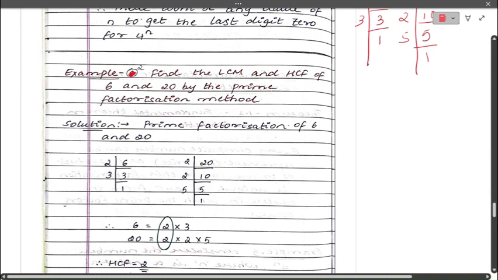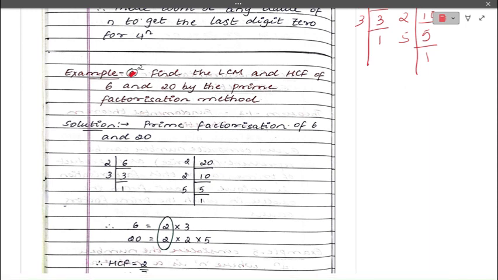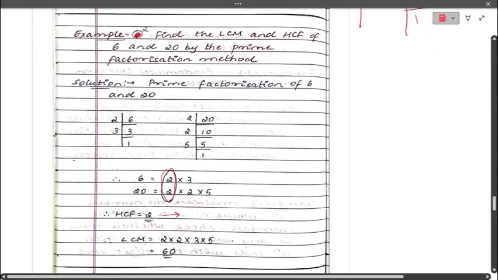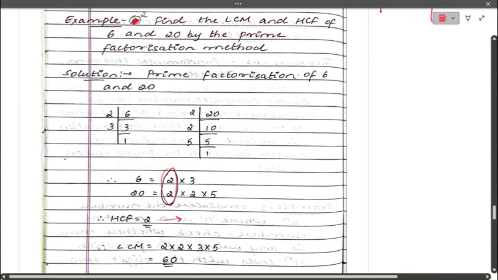So what is HCF? HCF stands for highest common factor. You can see the common factor here is 2. So HCF is 2. What does the LCM stand for? The least common multiple. How to find the LCM? LCM is found this way. So 2 is common over here. One time you are taking 2. The remaining 2 you are putting here, 3 and 5. So overall, when you multiply, you get 60. This is your LCM. So for the numbers 6 and 20, the HCF is 2 and LCM is 60.